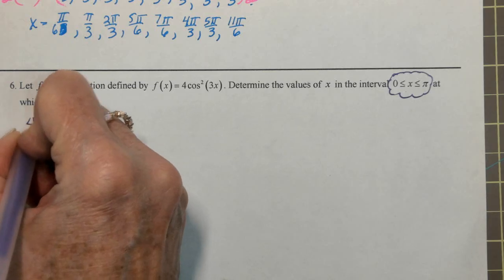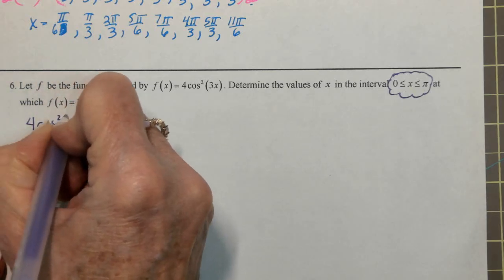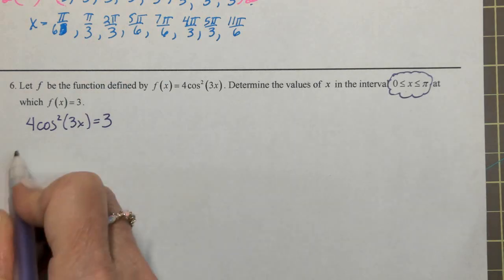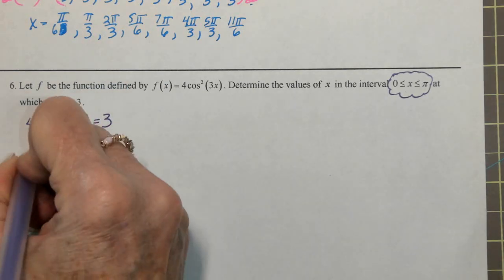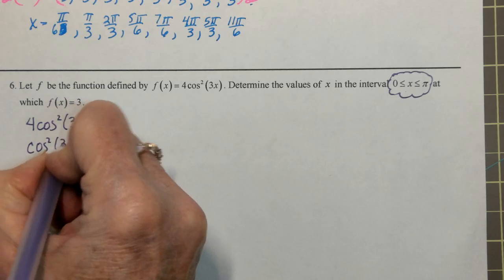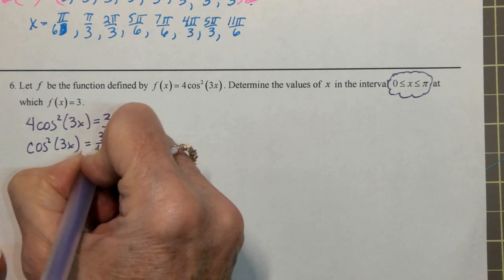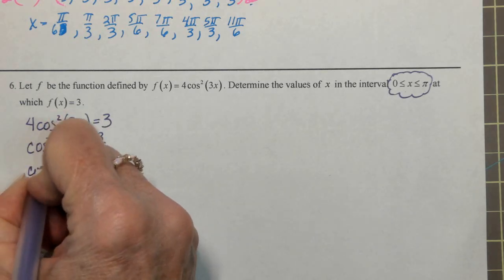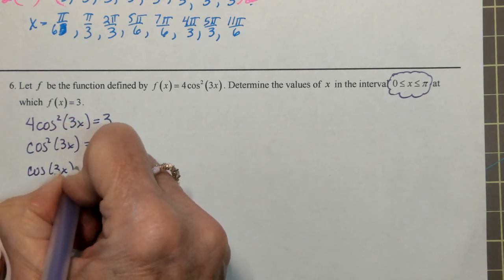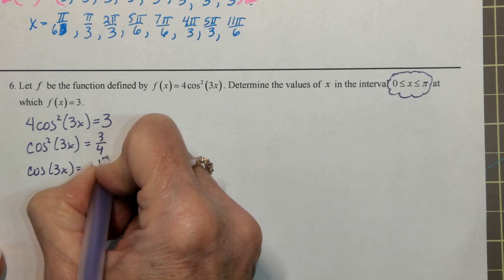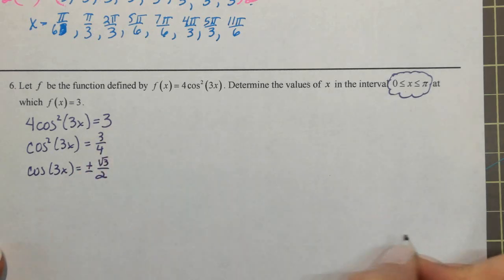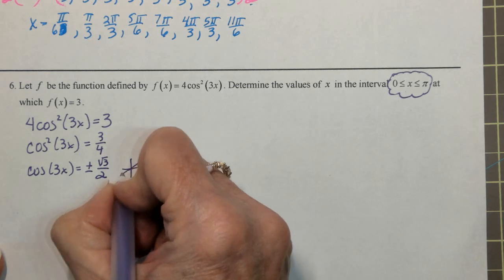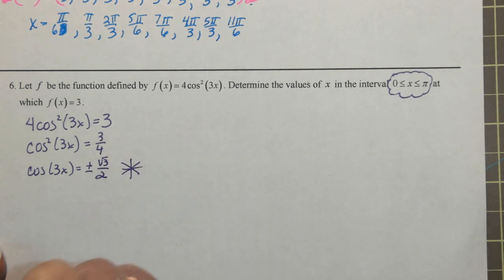So we have 4 cosine squared of 3x is equal to 3. I'm going to begin by dividing by 4. So cosine squared of 3x is 3/4. And now I'm going to square root both sides and get cosine of 3x is positive or negative square root of 3 over 2. Positive or negative, so we are once again in all 4 quadrants.